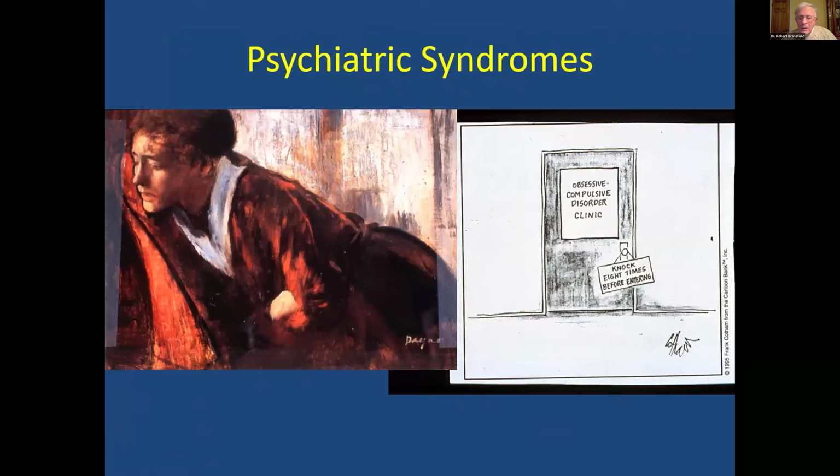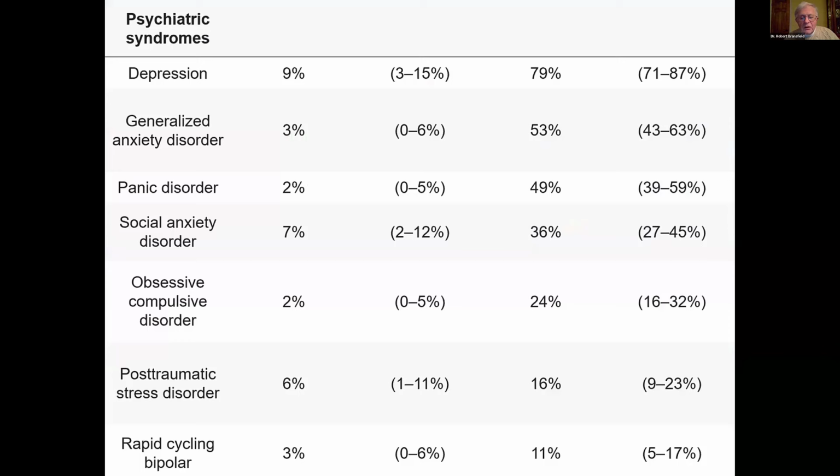Then specific psychiatric syndromes, we can see that. For example, depression is number one, 79%, some degree of depression, sometimes mild, sometimes severe. Generalized anxiety, panic disorder. What's unique about panic disorder with people with Lyme is these panic attacks last a longer time than panic disorder not related to Lyme disease. So when you see panic attacks that go on and on and on, I see that as a red flag for Lyme disease.